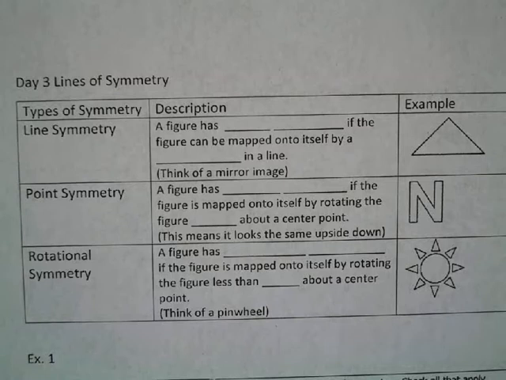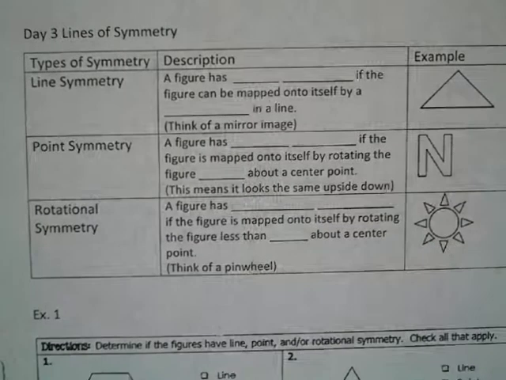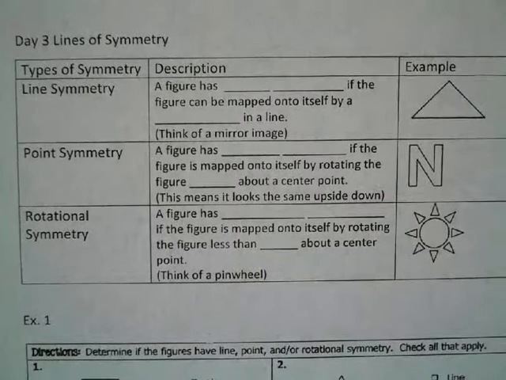Okay, we are in our geometry. This is lines of symmetry and composite mapping today. This is Unit 2 transformations. First thing we're going to talk about is line symmetry.